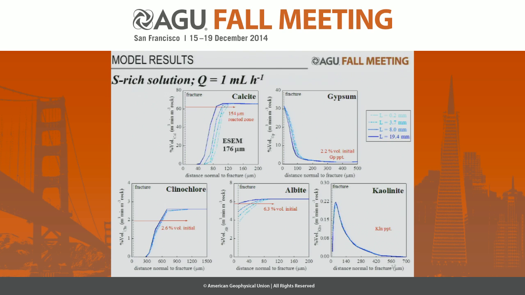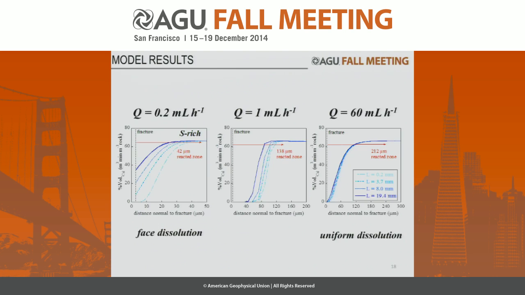Also in the model, we can see that clinochlore dissolves, and a lesser amount of albite, and also kaolinite precipitates. So when we plot the volume of calcite with respect to the distance normal to fracture, we can observe that at different flow rates, when we increase the flow rate, the difference between the inlet and outlet reduces. So it seems to match with the SEM observation: at low flow rate, face dissolution was taking place, while at high flow rate, uniform dissolution was taking place.